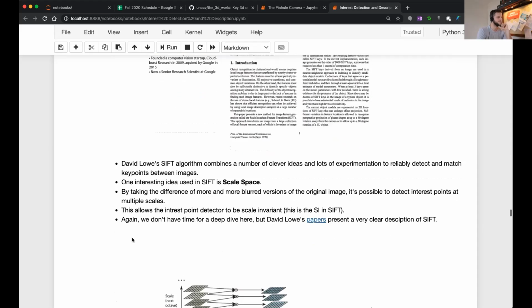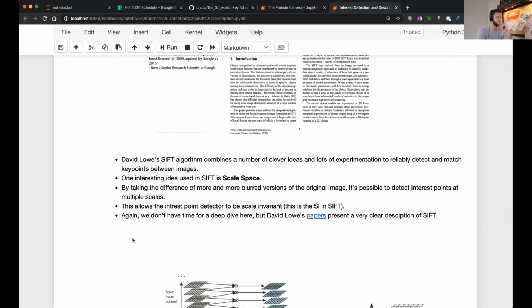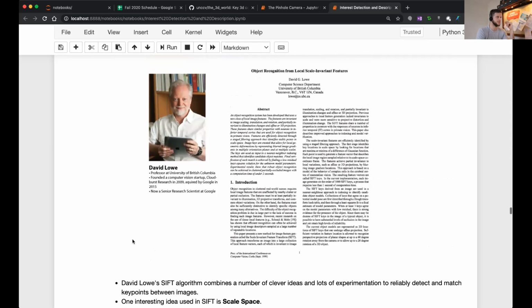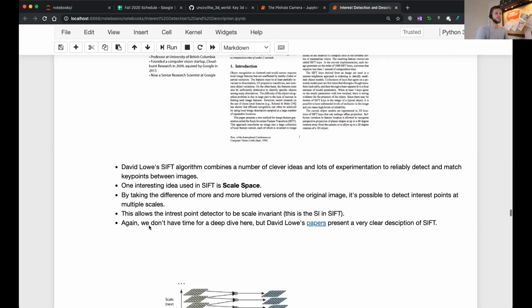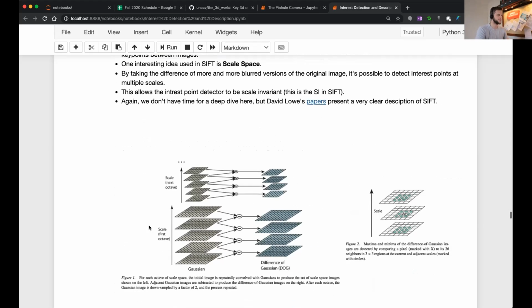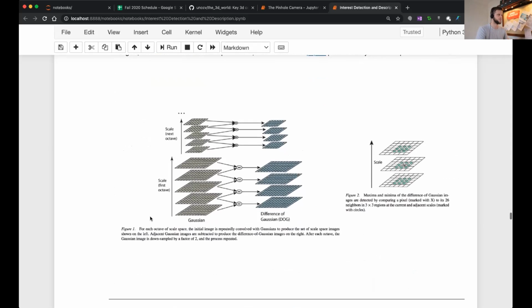And SIFT takes a different approach here, and if you read the paper, there's a lot of math. It's a 30-page paper, very mathematically heavy. It's brilliant, lots of really cool ideas. And he uses a bunch of unique ideas. One of them is called scale space. I'll just cover that idea of scale space briefly.